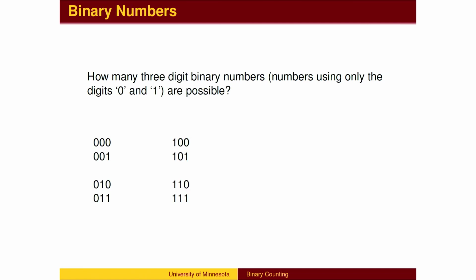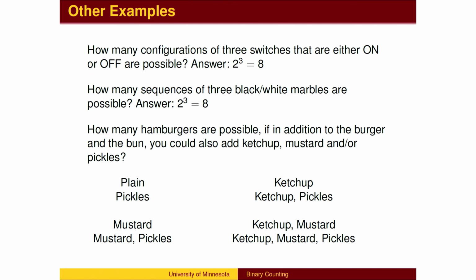Here's an equivalent question. How many 3-digit binary numbers are there? Again, this is the same list, with 0 for false and 1 for true. And 3 more examples. Take a moment to see if you can line up each hamburger with the equivalent sequence of heads and tails.